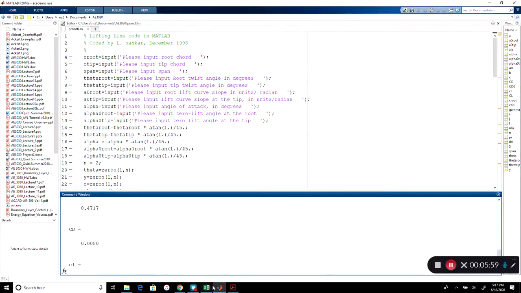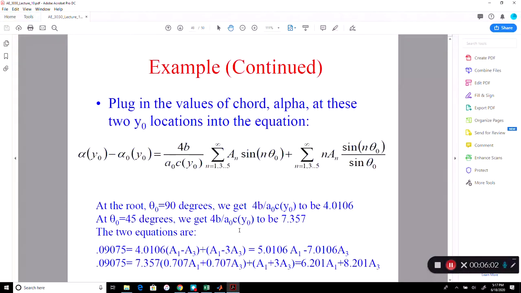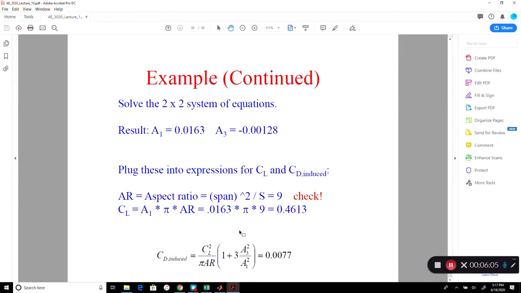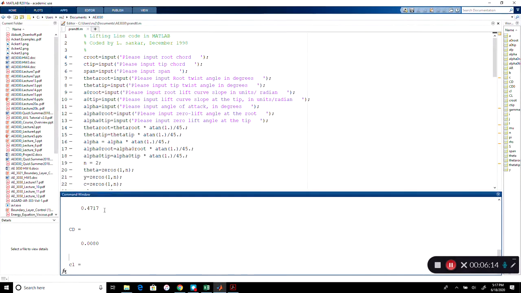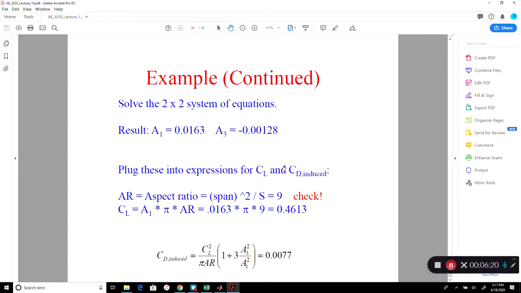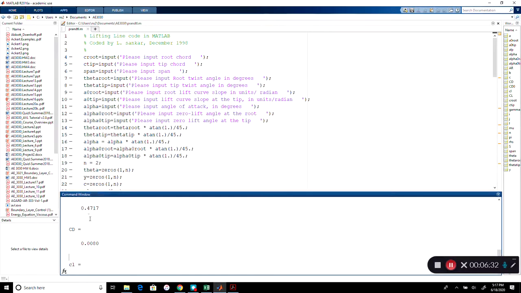Capital D is 0.00880. So if you go to my PowerPoint slides, our hand-drawn calculations, we get CL equal to 0.4613. Okay, something is wrong. So what happened here? No, CD is 0.0080. Hand-drawn calculations, CD is 0.0077. So it's pretty close, within four significant digits. CL here is 0.4613. Here the CL we get is 0.4717. So depending on how you truncate it, we are getting the answer to within 1% of hand calculations.